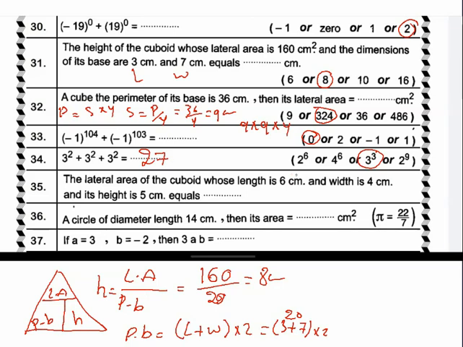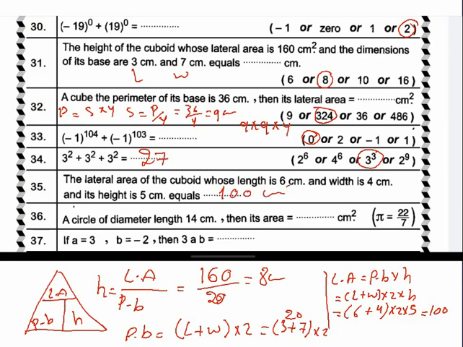Lateral area of a cuboid, length 6, width 4 and height 5. Lateral area is the same. Lateral area equals perimeter of the base times height. Perimeter of the base equals length plus width times 2, times height. Length equals 6 plus 4 times 2 times 5. 6 plus 4 is 10, times 2 is 20, times 5 equals 100. So the result now is 100 centimeter squared.